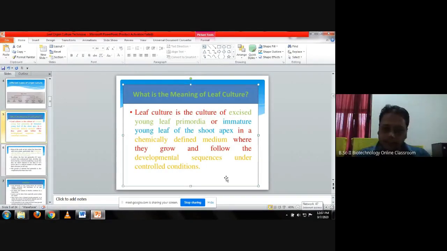So what is meant by leaf culture? Leaf culture is the culture of excised young leaf primordia or immature young leaf of the shoot apex in a chemically defined medium, where they grow and follow the developmental sequence under controlled conditions. We will cut this sentence into different parts. So leaf culture is the culture of excised young leaf primordia.